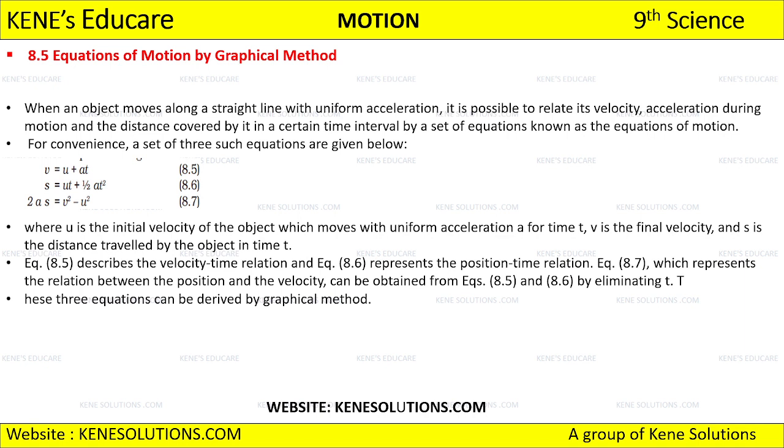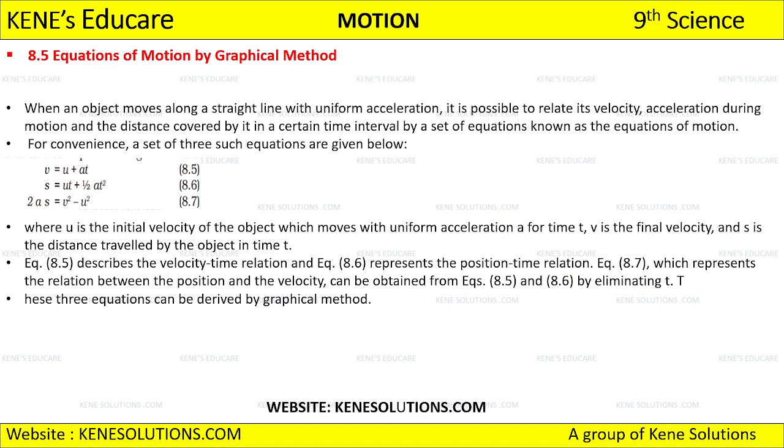And for convenience, a set of three such equations has been given over here, where we have velocity v is equal to u plus at, distance s is equal to ut plus half at square, and the third equation that we have is 2as is equal to v square minus u square.